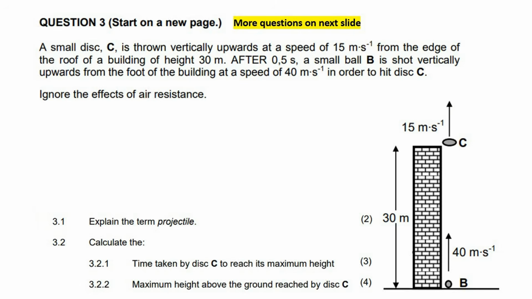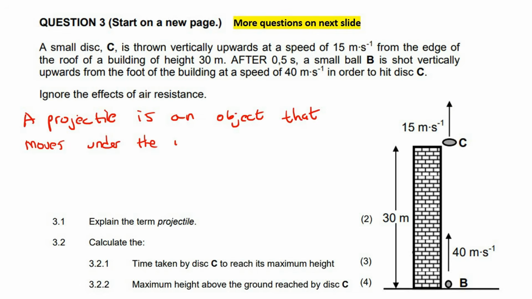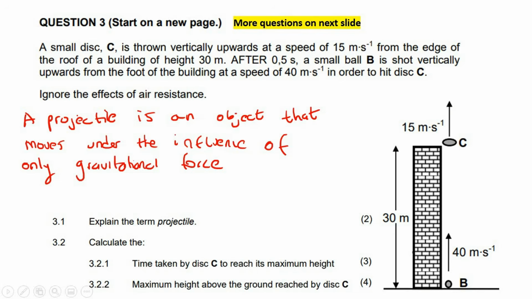So what is a projectile? Let's explain it first. So a projectile, this is actually the definition. A projectile is an object that moves under the influence of only gravitational force. You could also say that a projectile is an object that is in free fall. So it's pretty much an object that's moving through the air like this, and there are no applied forces.